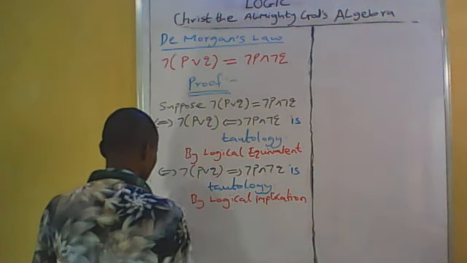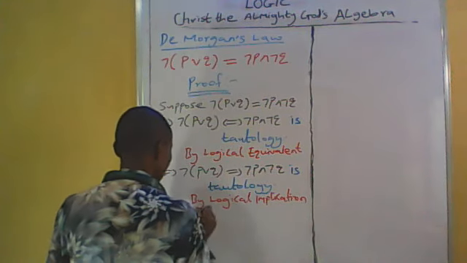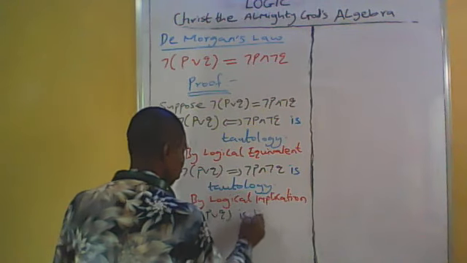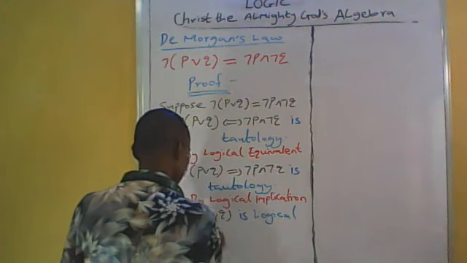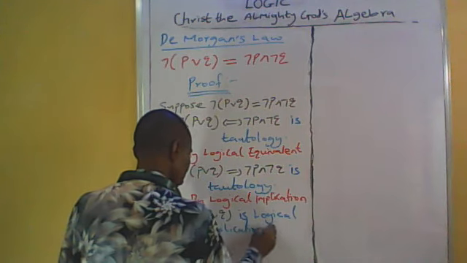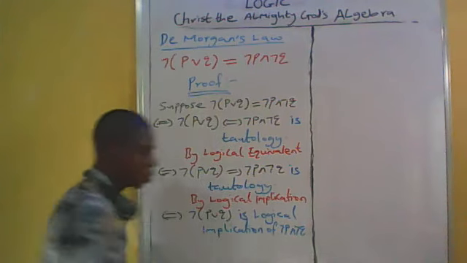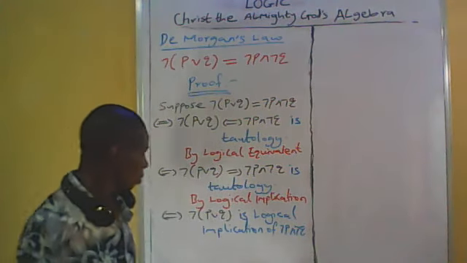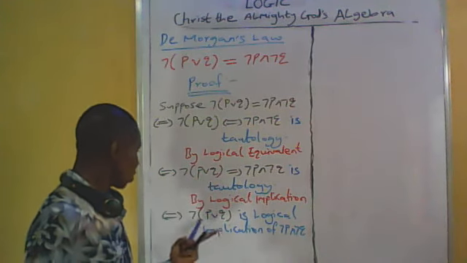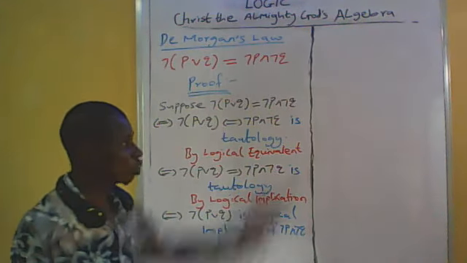So not bracket P or Q is logical implication of not P and not Q. We have now deduced that the antecedent is logical implication of the consequence, not P and not Q. This must also be true.